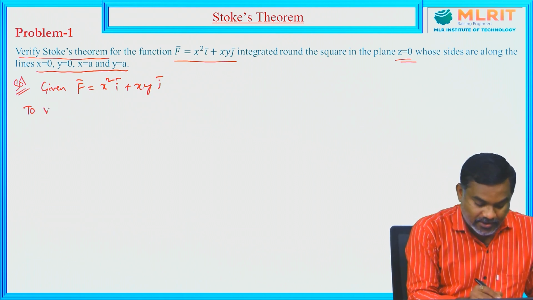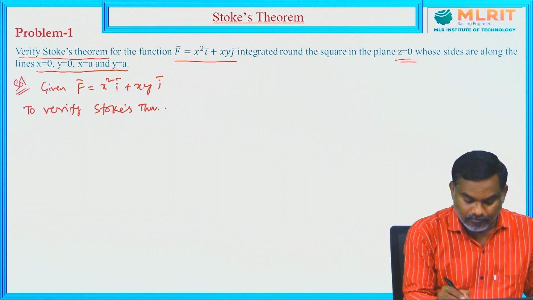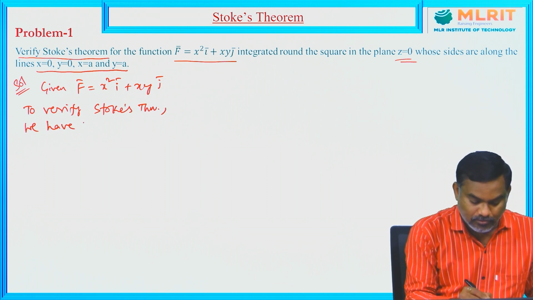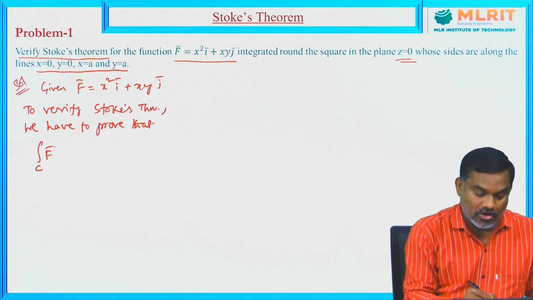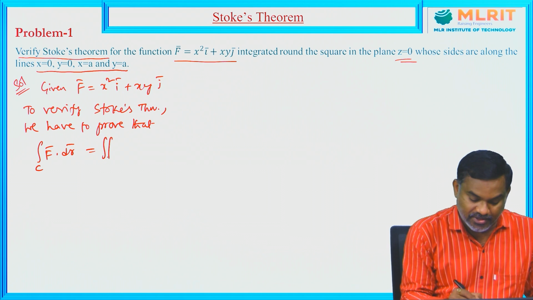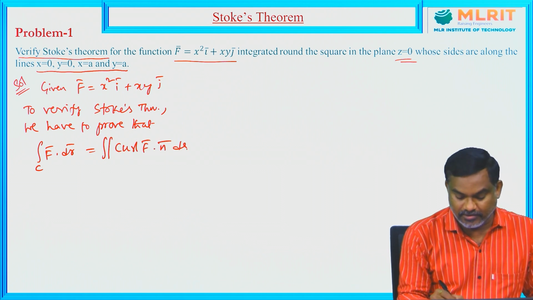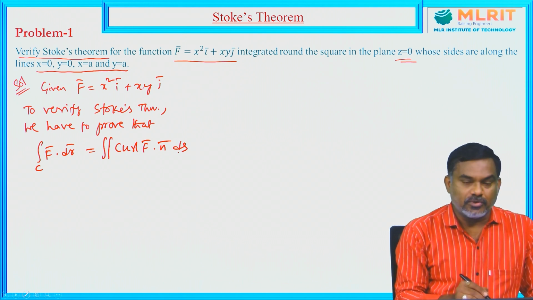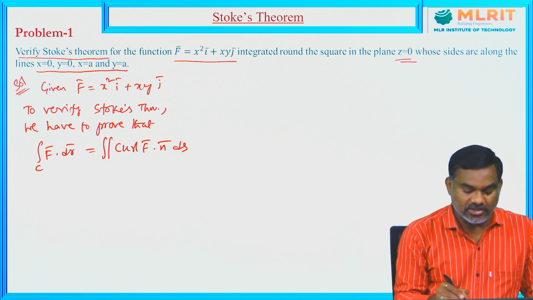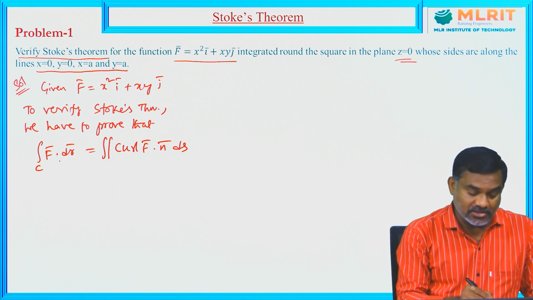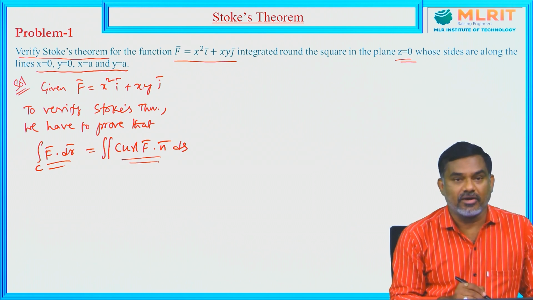Now to verify Stokes' theorem, we have to prove that the line integral of f bar dot dr bar is equal to the surface integral of curl f bar dot n bar ds. So that means we need to evaluate LHS and then RHS. We need to evaluate both LHS and RHS. So to evaluate LHS, we need to calculate f bar dot dr bar, and to evaluate RHS, we need to calculate curl f bar dot n bar ds.